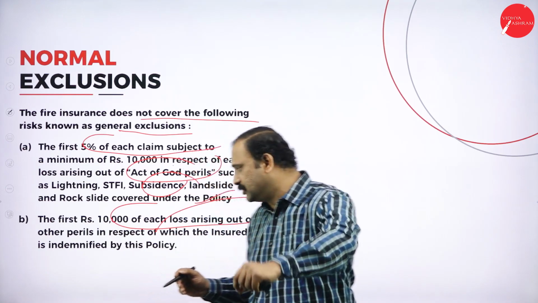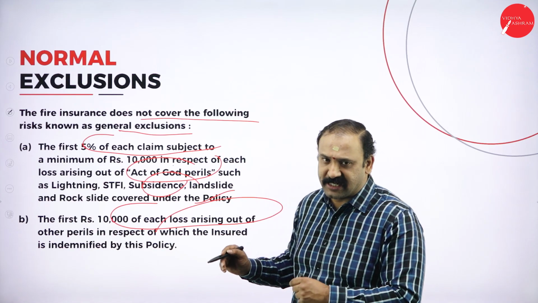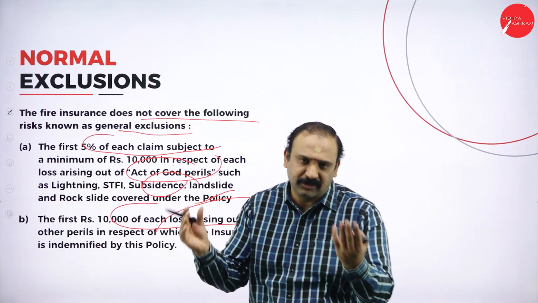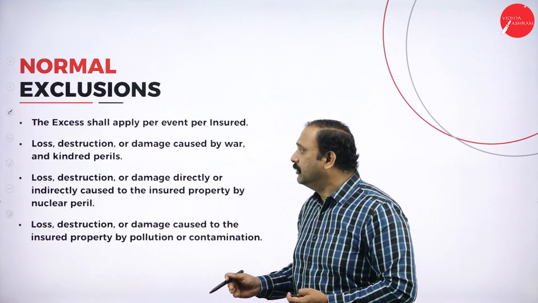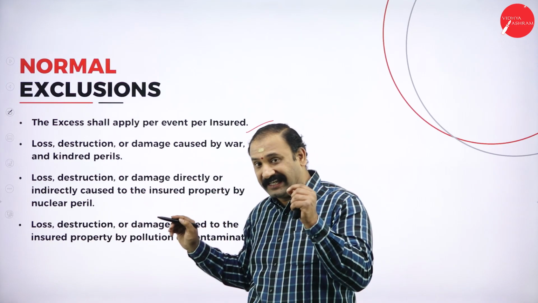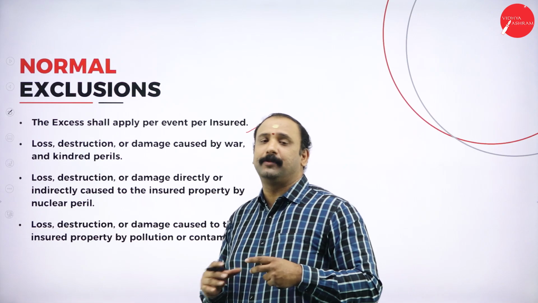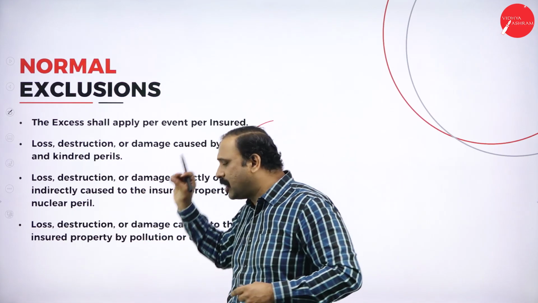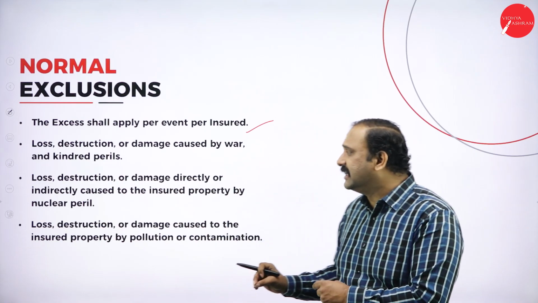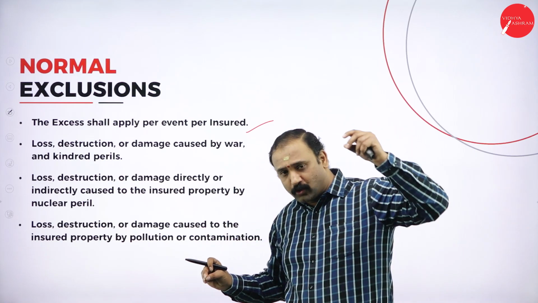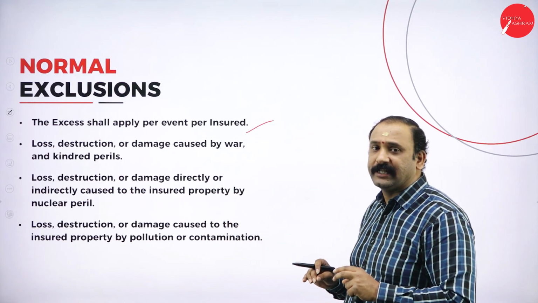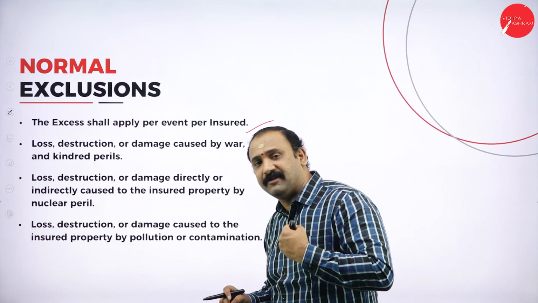So the first 10,000 rupees of each loss arising out of other perils in respect of which the insurance is indemnified is also not being taken into account. Now, the excess shall apply per event insured. So it's per event. Not that it happened one time, so I'm going to claim for the entire lifetime. No, based on one event, one circumstance, on that particular incident, what happened, we are going to assess that situation and come back to you. We are not going to say that because of one incident I can claim for a lifetime.